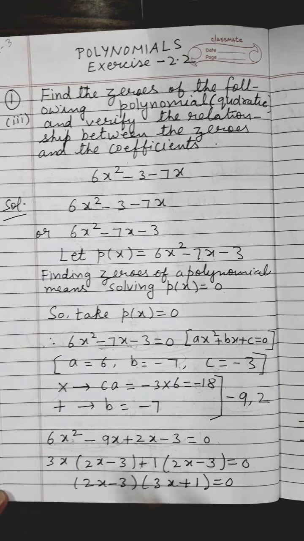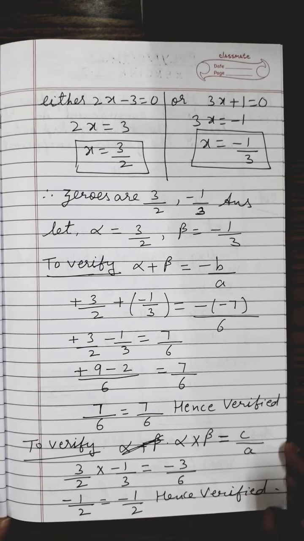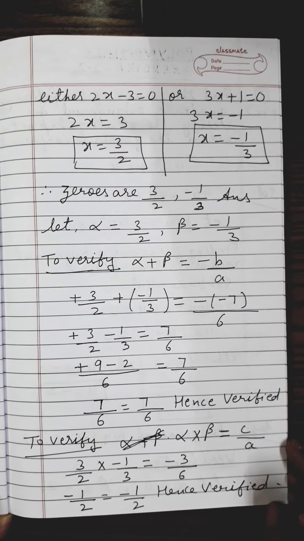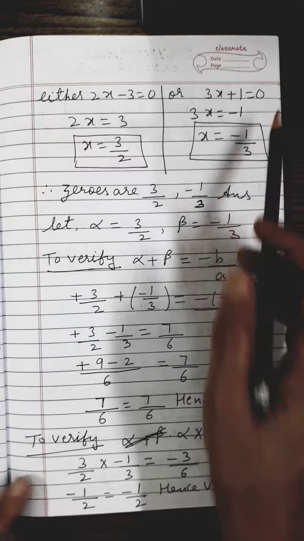So what remains from the first term? 3x plus. What remains from the second term? 1. Close the bracket, equals to 0. Now this is the product of two terms. Product of two terms is 0 either when the first term is 0 or the second term is 0. So how will I write it? Come to the next step. I will write it either 2x minus 3 equals to 0 or 3x plus 1 equals to 0.